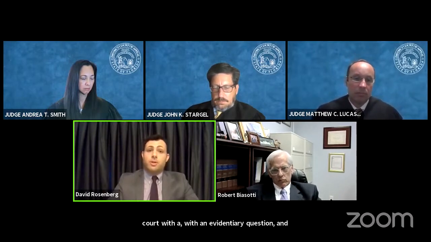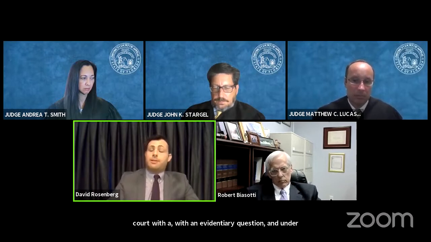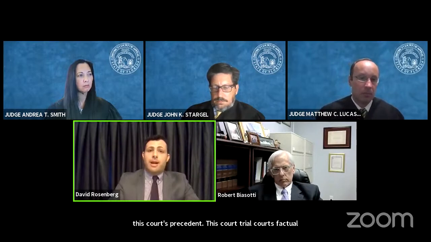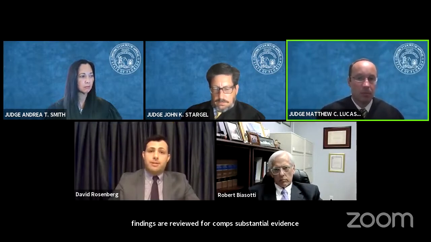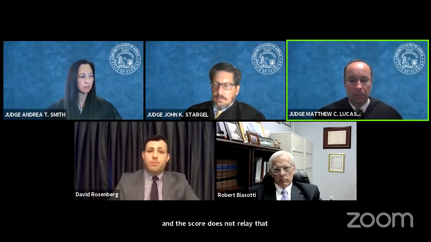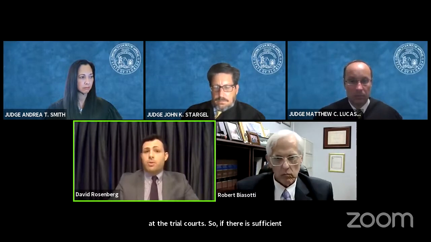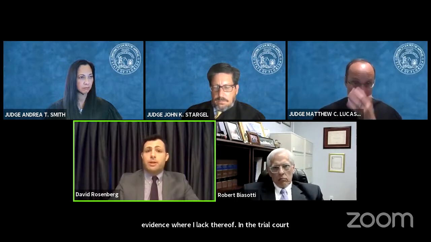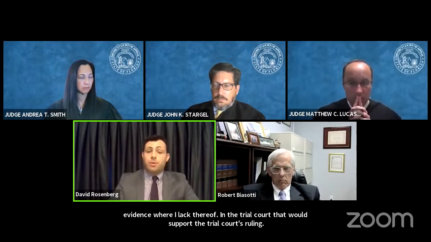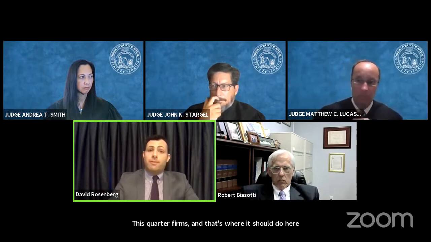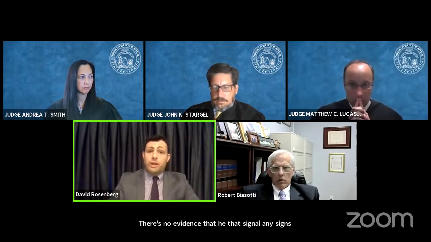So he's presenting this court with an evidentiary question. And under this court's precedent, the trial court's factual findings are reviewed for substantial evidence, and this court does not reweigh that evidence. It does not substitute its judgment for that of the trial court. So if there is sufficient evidence or a lack thereof in the trial court that would support the trial court's ruling, this court affirms, and that's what it should do here. There's no evidence that Signorini signed the note or mortgage. He denied it, and he never presented evidence on that.